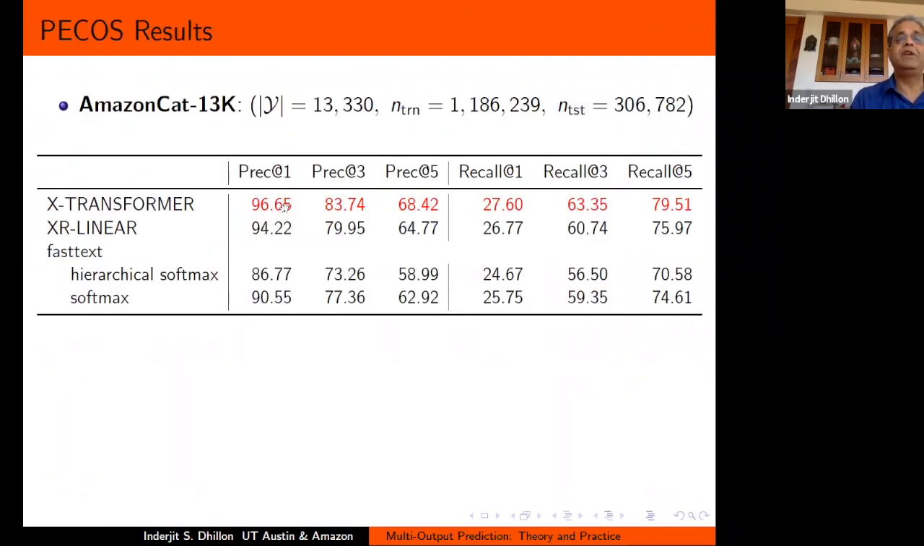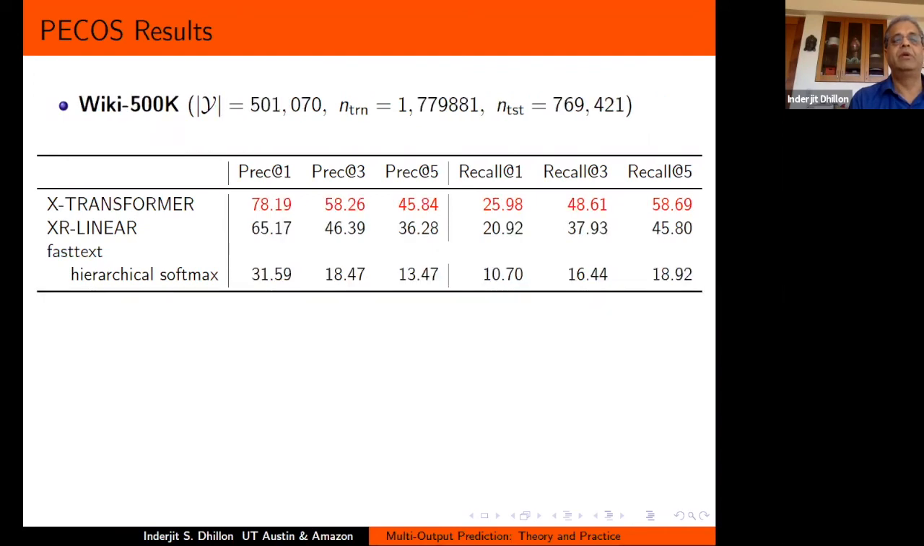So you can see here I've listed precision at 1, 3, 5, and then recall at 1, 3, 5. And in the red, I've denoted the best performing method. And I've compared it to, so XR-Transformer gives the best performance in terms of precision and recall. XR-Linear is okay. It's just a little bit worse. And then we've compared against these fastText algorithms that are also available.